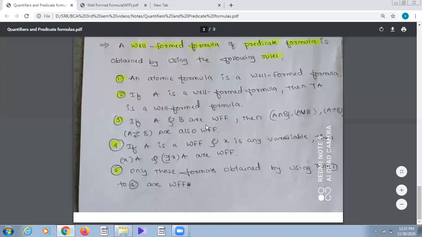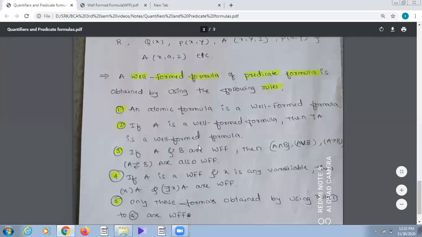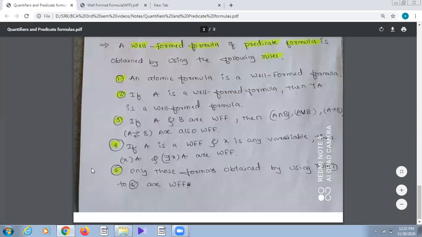Third rule: if A and B are well-formed formulas, there are two predicate formulas, A and B, then the combination of all connectives, A conjunction B, A disjunction B, A conditional B, and A biconditional B, is also a well-formed formula. Fine. If A is a well-formed formula and x is any variable, then for all x of A and there exists x of A are also well-formed formulas. So these are the rules. This is the fourth rule, and this is the fifth rule.